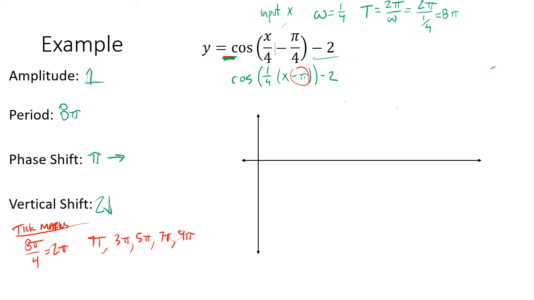Let's put them on here now. So we got one. Let's say that's pi. Then 2 pi is twice that far, so we'll say it's right here. That's 3 pi. Can you see that? And then 5 pi and 7 pi, and then 9 pi is over here. Okay, so there's our tick marks. We also know we have a vertical shift of 2 down. So let's say that this is 2.